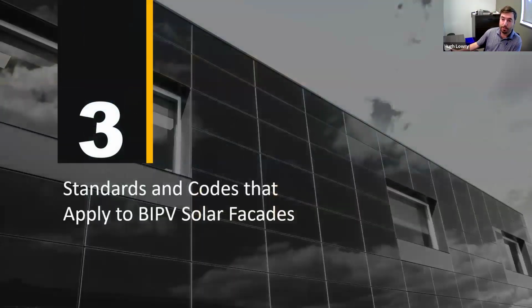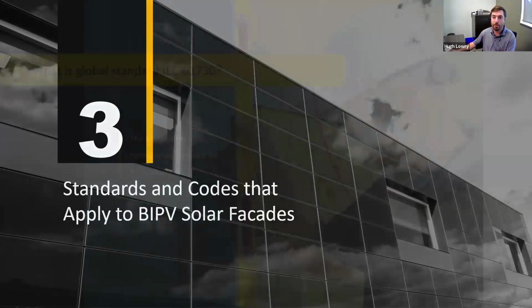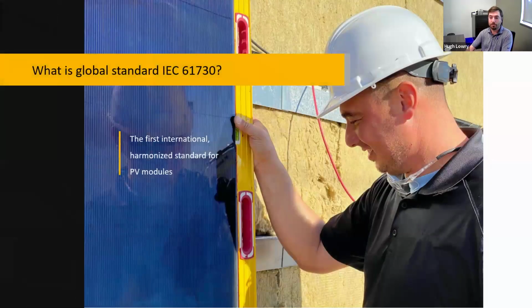So next, we're going to look at specific standards and codes that apply to BIPV facades with a quick dive into IEC 61730. So what is IEC 61730? It's the first international harmonized standard for PV modules. In the past, each jurisdiction had their own certification program. This became an issue when you're manufacturing in one jurisdiction and supplying to another jurisdiction. So that could create confusion.